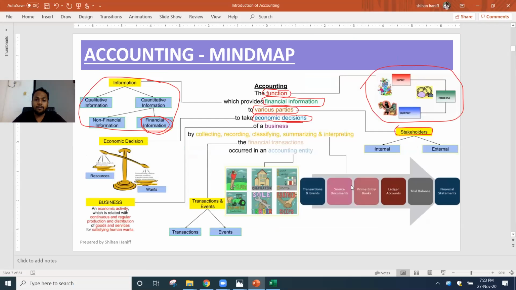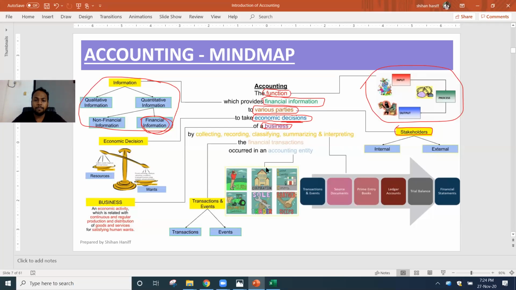Right. So I was explaining it's a function which provides financial information. When you read the term, the background story should come to your mind: function, input, process, output, financial information, qualitative, quantitative, financial, non-financial, various parties, internal, external. That should come to your mind of a business.